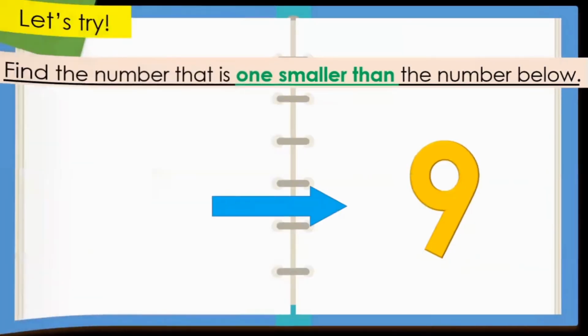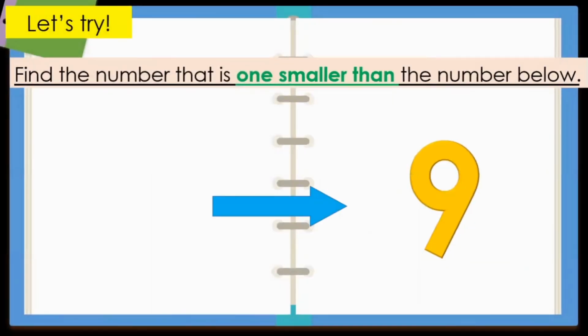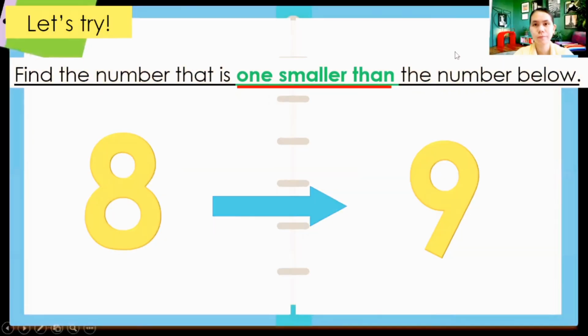And the last example we have, find the number that is 1 smaller than 9. What is that number that is 1 smaller than 9? The answer is 8. Well done, students.